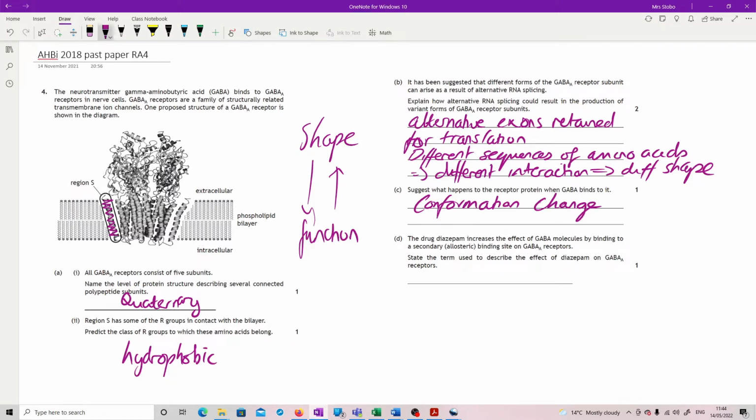The drug Diazepam increases the effect of GABA molecules by binding to a second allosteric binding site on the GABA-A receptors. State the term used to describe the effect of Diazepam on GABA-A receptors. Okay, so it says allosteric and it's increasing, so this is a positive modulator. Okay, and the positive modulators are also called activators. And because they've told you it's a drug and that it's increasing the natural response, they also have to accept if you said that was an agonist. And that's the question.